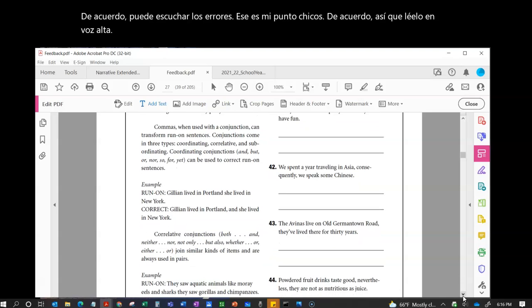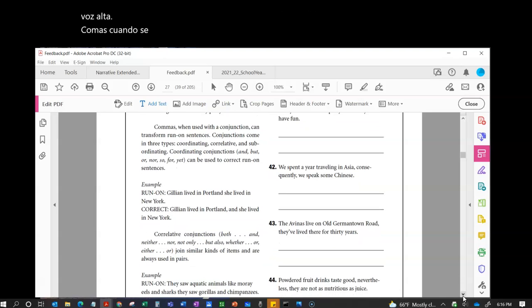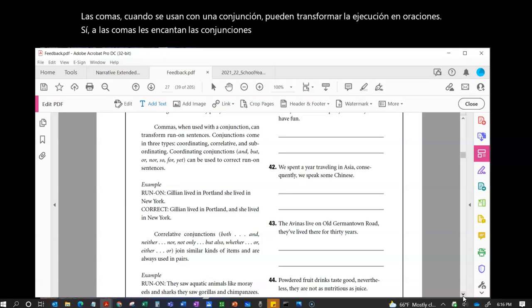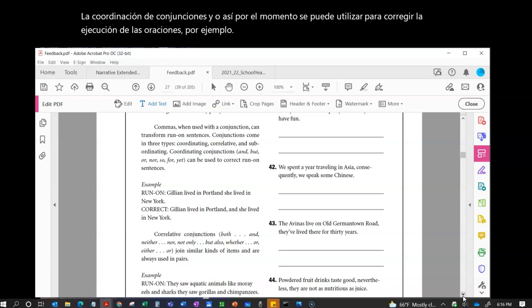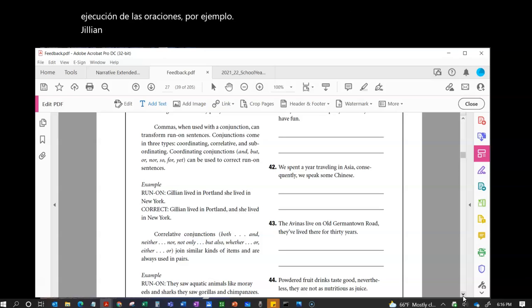Commas, when used with a conjunction, can transform run-on sentences. Yes. Commas, love the comma. Conjunctions come in three types: coordinating, correlative, and subordinating. Coordinating conjunctions, and, but, or, nor, so, for, yet, can be used to correct run-on sentences. For example, Jillian lived in Portland. She lived in New York.